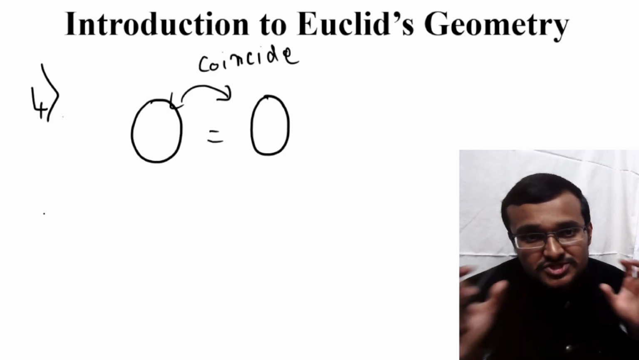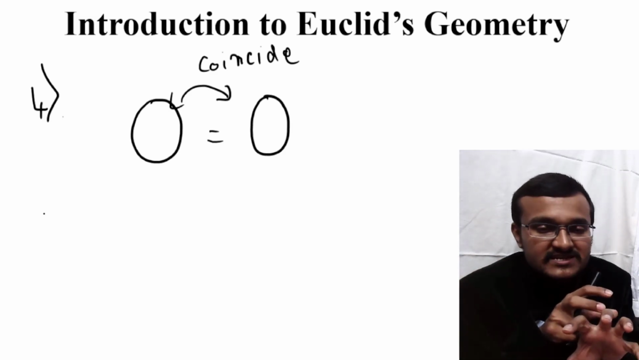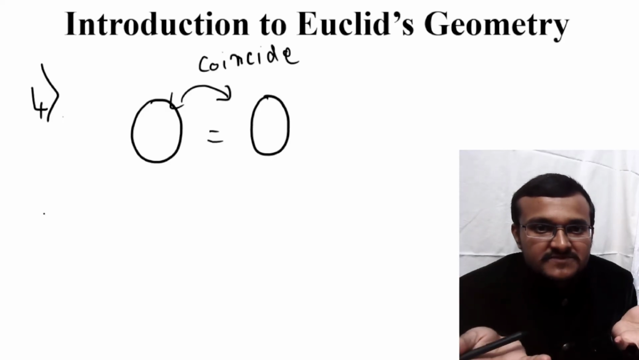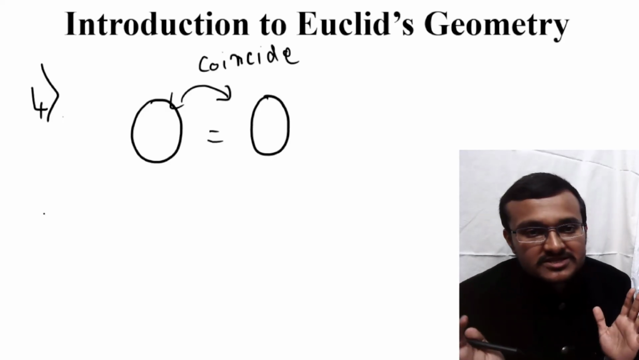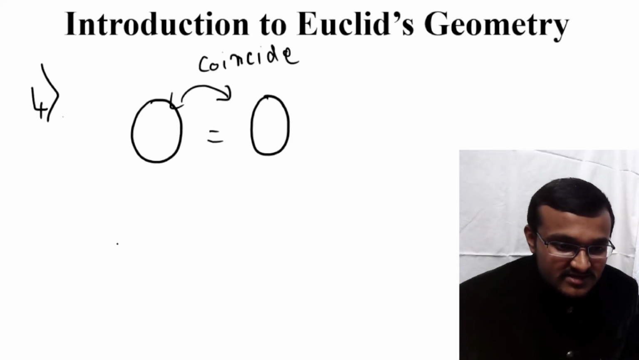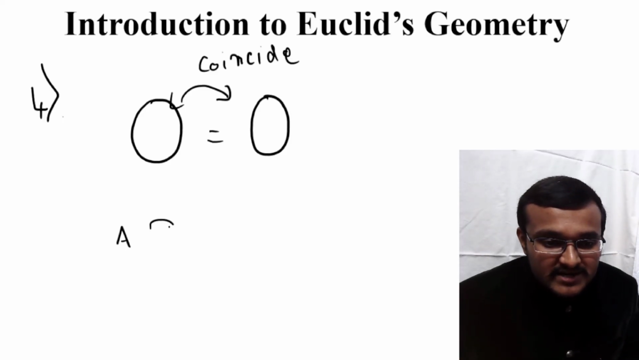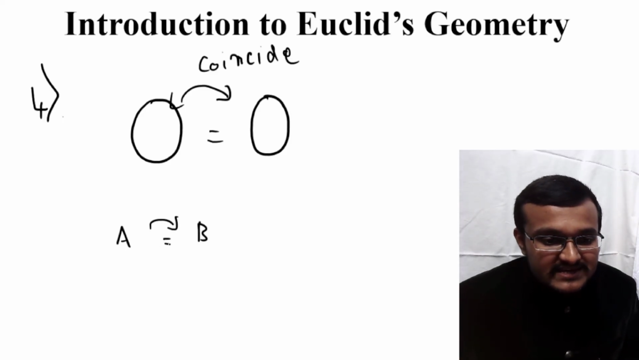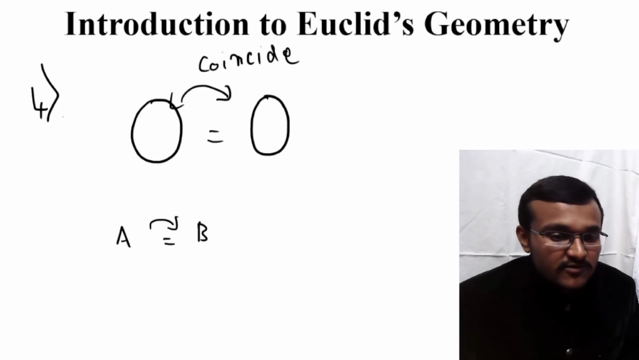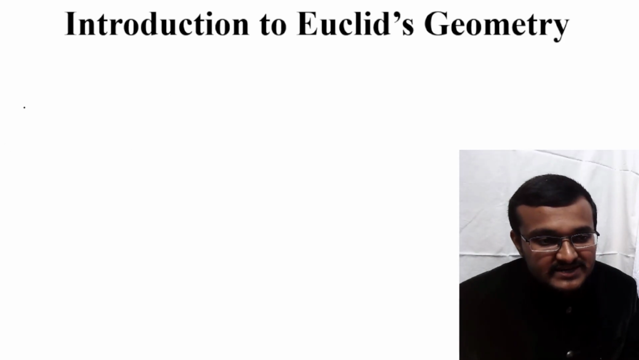So that means any two shapes which are exactly coinciding with each other, those two shapes or those two terms are equal to each other. Axioms are used for non-geometry as well. So that means if A is completely coinciding with B, then A should be equal to B. So that is what this particular fourth axiom is stating.